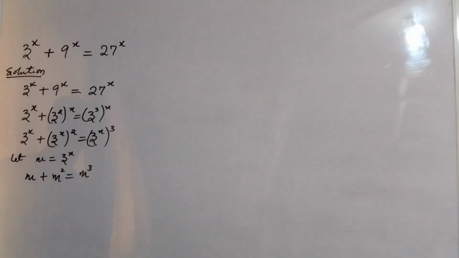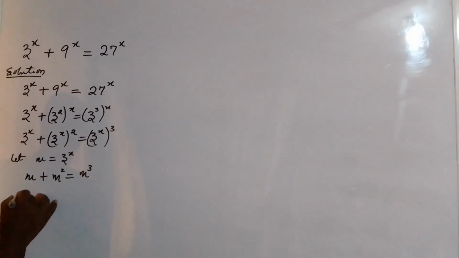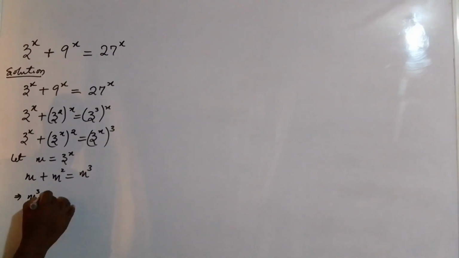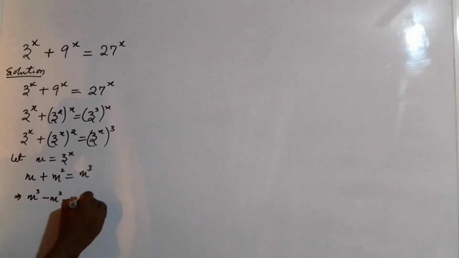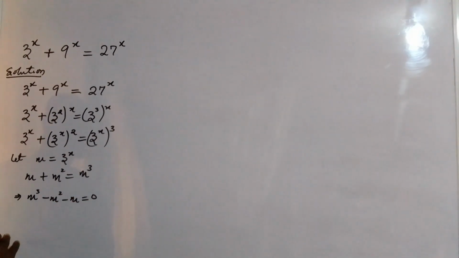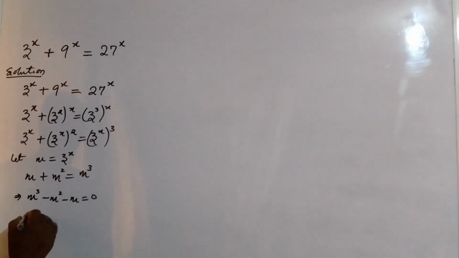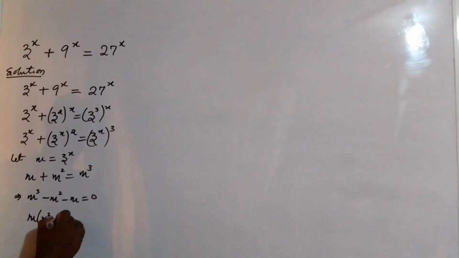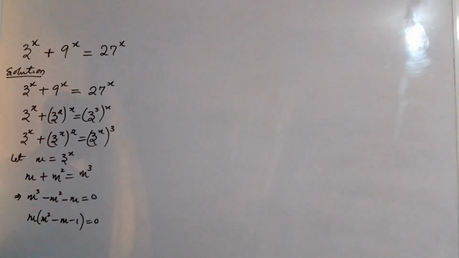So I'm going to rewrite this to give me m cubed minus m squared minus m equal to 0. And you can see on the left hand side, m can factor out. So we have m times the bracket m squared minus m minus 1 equal to 0. So what this gives us is m equal to 0 or m squared minus m minus 1 equal to 0. So we have a value for m here: m equal to 0. We're going to solve for the other two values of m using the quadratic formula.